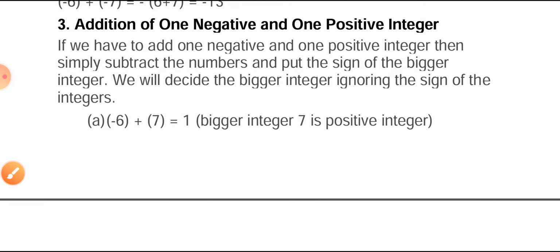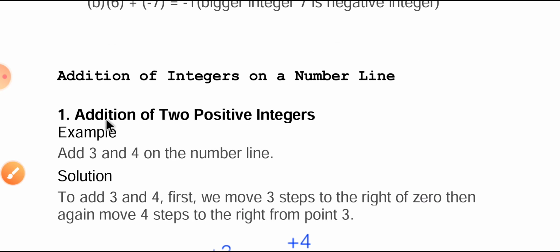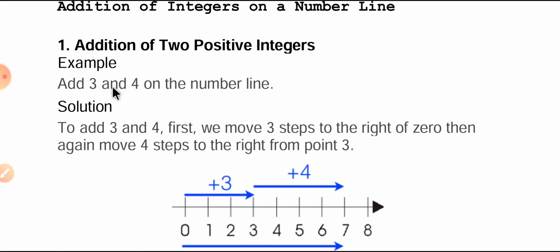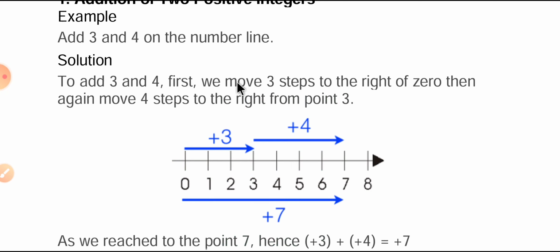Now let's see how to add any two integers using the number line. Now, addition of two positive integers. The example is given: add 3 and 4 on the number line. Here we have to add 3 and 4, both are positive integers, and you have to add using the number line. Now let us see how to add.